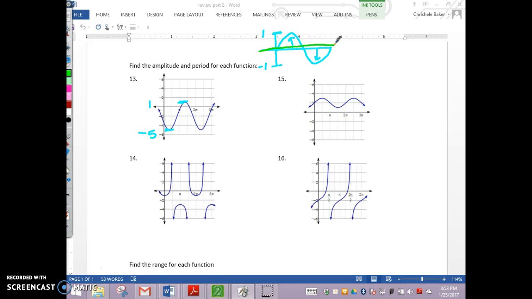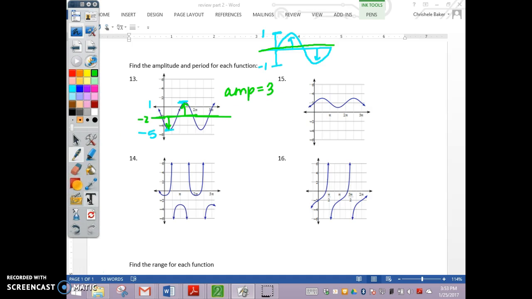We have to find that midline, because obviously this graph moved down. So the middle of my function is actually right here at -2. So how much should I go up from -2, and how much should I go down from -2 to get to 1 and -5? That would be 3.